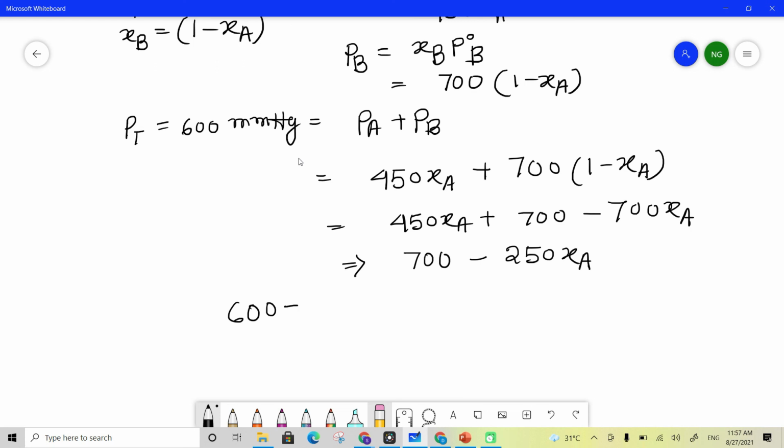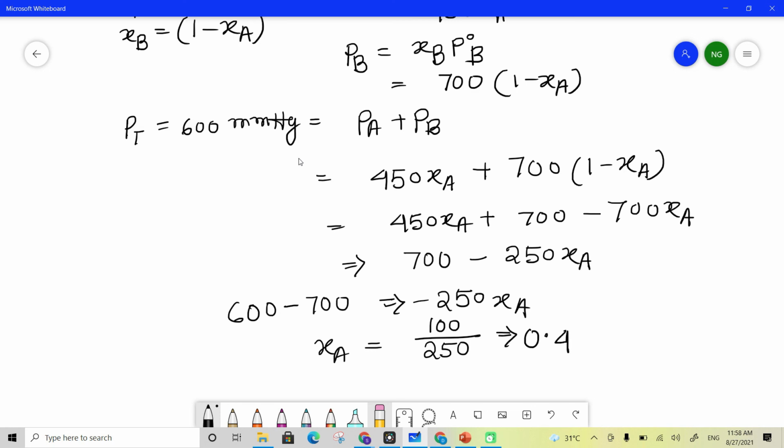So 600 minus 700 equal to minus 250 XA. From here we can write XA equal to 100 by 250, and that is 0.4. So this is the mole fraction of A. This is our answer. So this is also very easy. We are just putting the values in the formula and we are getting the answer. This is very easy, I think.